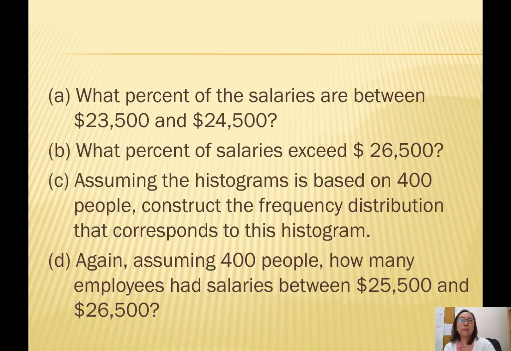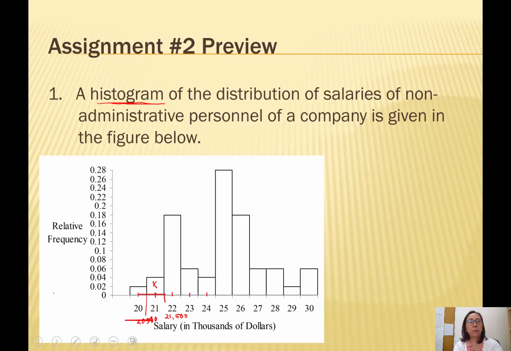First one, what percent of salaries are between 23,500 and 24,500? So when we go back to the graph here, we're looking for the percent between 23,500 to 24,500. That would be this one here. And you can see the height of this would be right here. So the relative frequency is 0.04, and we can easily convert that to 4%.